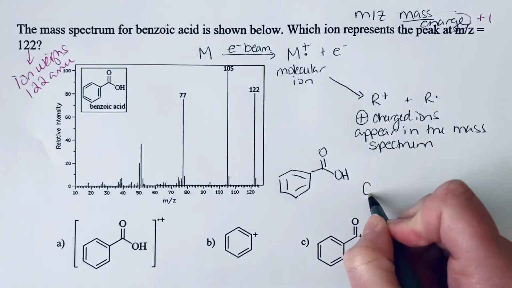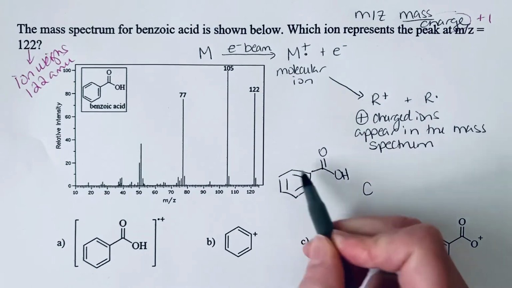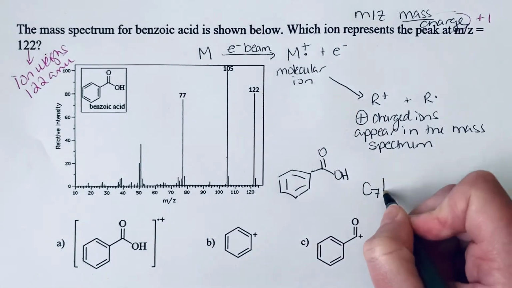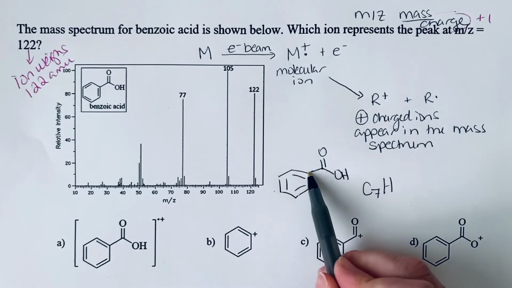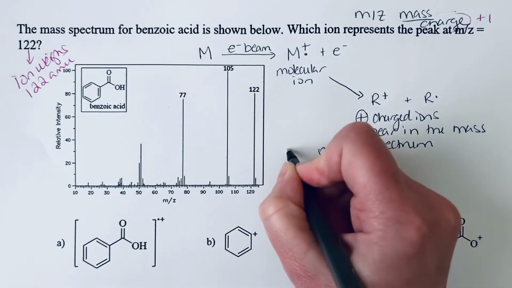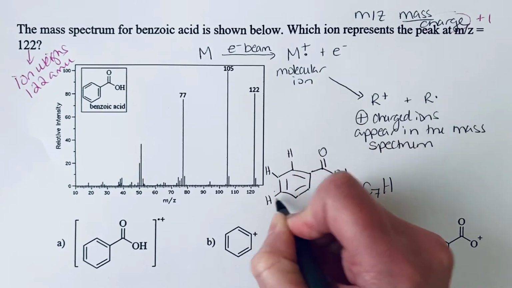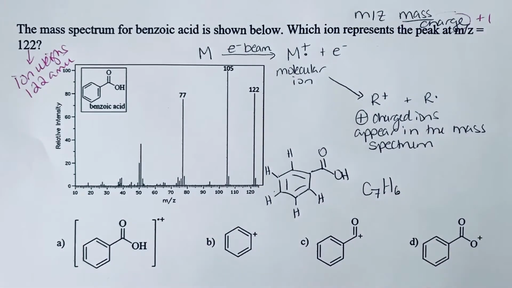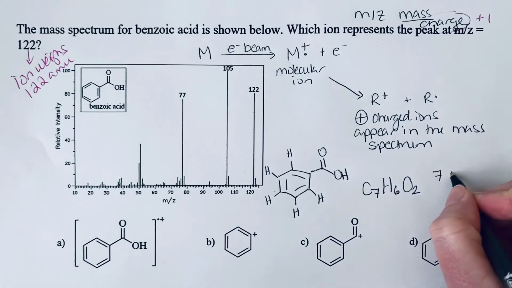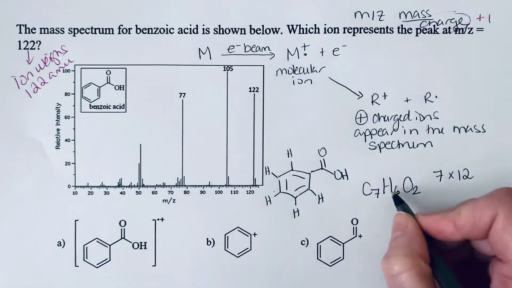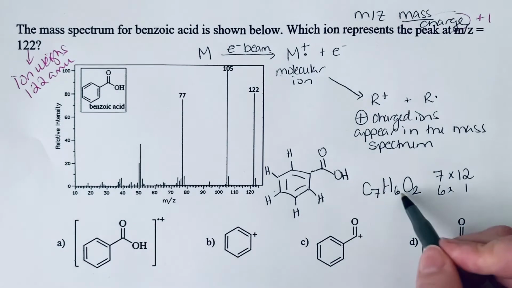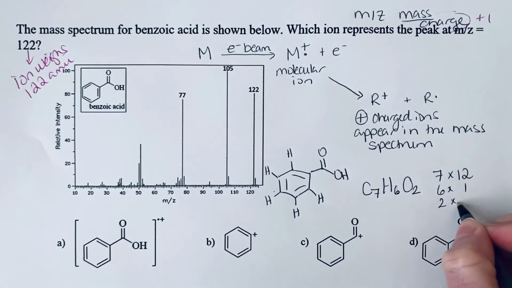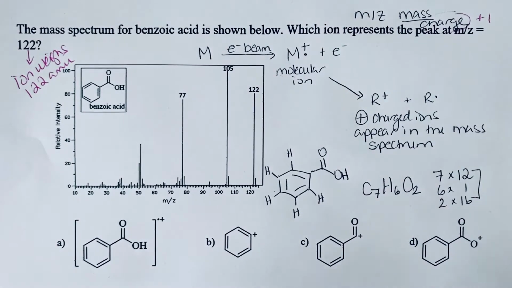We have 7 carbons, 6 from this ring plus 1 here. Hydrogens, we have 1 at every carbon of the ring besides where we have the substituent, so we have 5 around the ring. I'll draw them in so this is nice and clear. Then there's the hydrogen attached to the carboxylic acid. So 6 hydrogens and 2 oxygens. With some quick math: 7 times 12, 12 being the weight of carbon, 6 times 1, 1 being the weight of hydrogen, and 2 times 16 for your oxygen. If you do all of this math, you end up with 122 AMU.